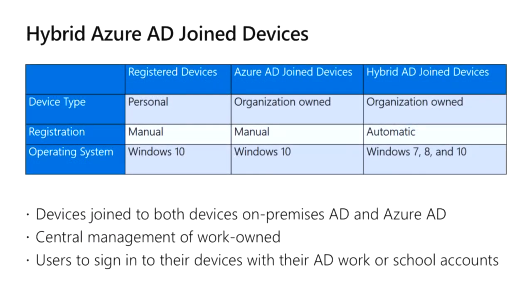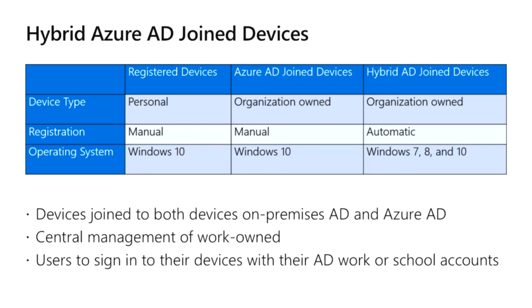So now let's talk about hybrid AD Join devices. If your environment has an on-premises Active Directory footprint, and you also want to benefit from the capabilities provided by Azure Active Directory, you can implement hybrid AD Join devices. These are devices that are joined to both your on-premises Active Directory domain and your Azure Active Directory. Joining devices to both directories allows IT departments to manage work-owned devices from a central location, and users to sign into their devices with their Active Directory work or school accounts.